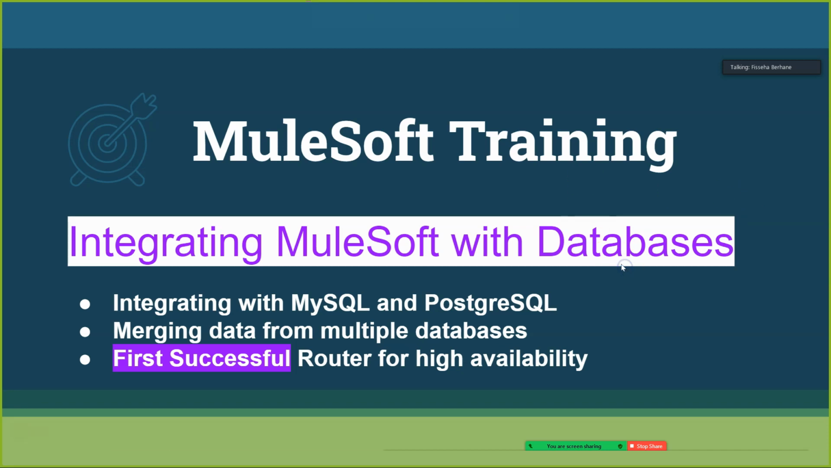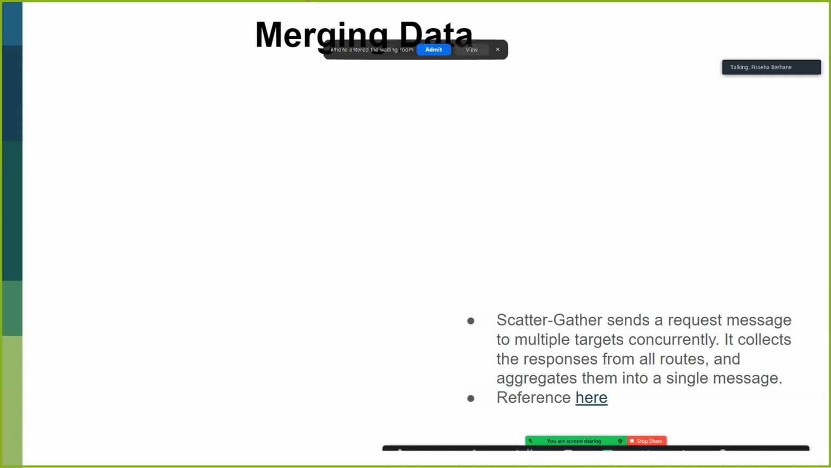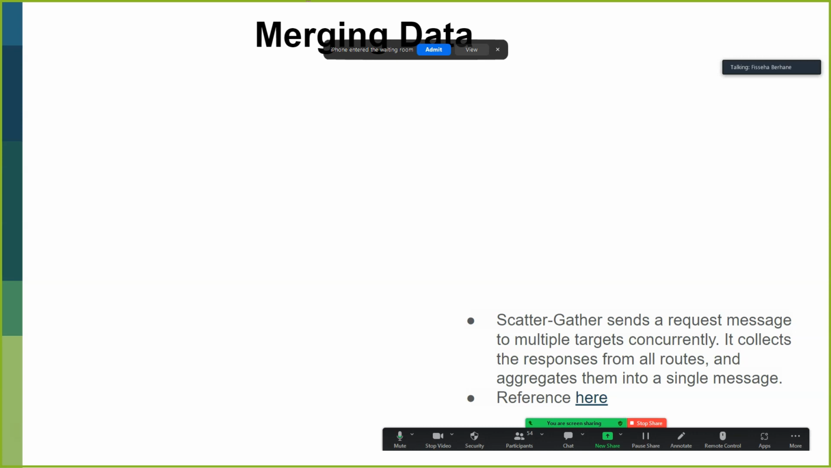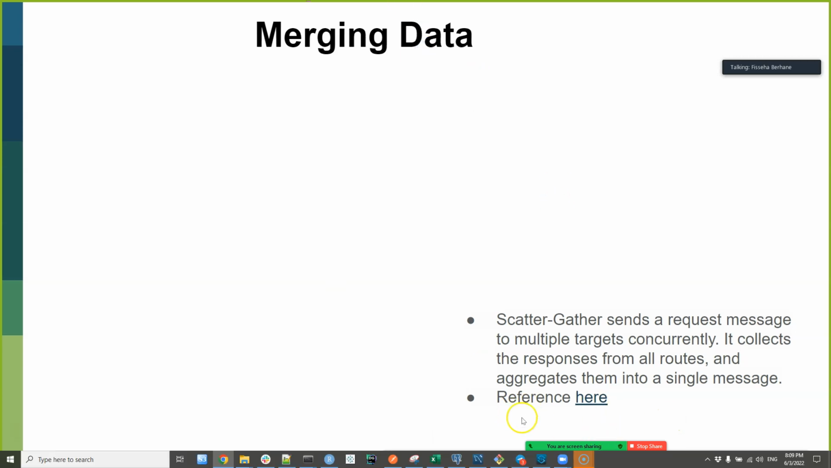Perfect. So let's see examples. As usual, the first one is about merging data. To merge data, we will use scatter gather, and we have been using this router in different hands-on examples. We said scatter gather sends a request message to parallel targets concurrently, or in parallel, or together. Then each route sends the response. Then the scatter gather collects all of them together, and what it returns is a Mule object that contains all the Mule events from each route.